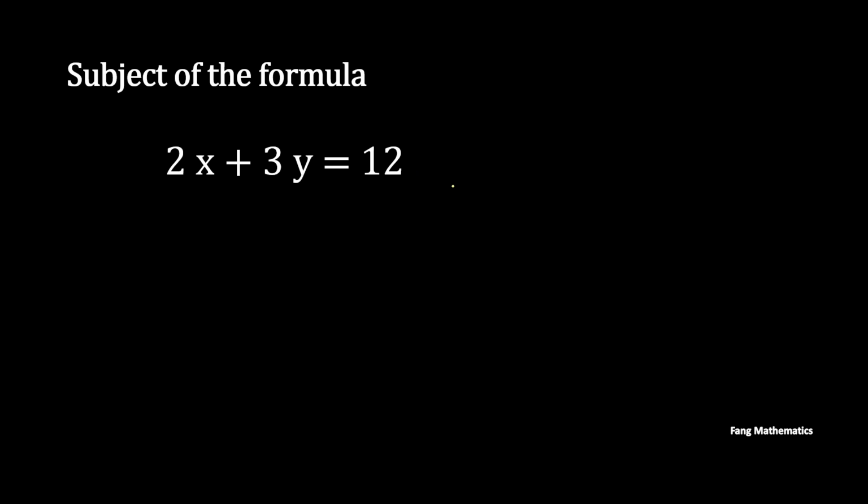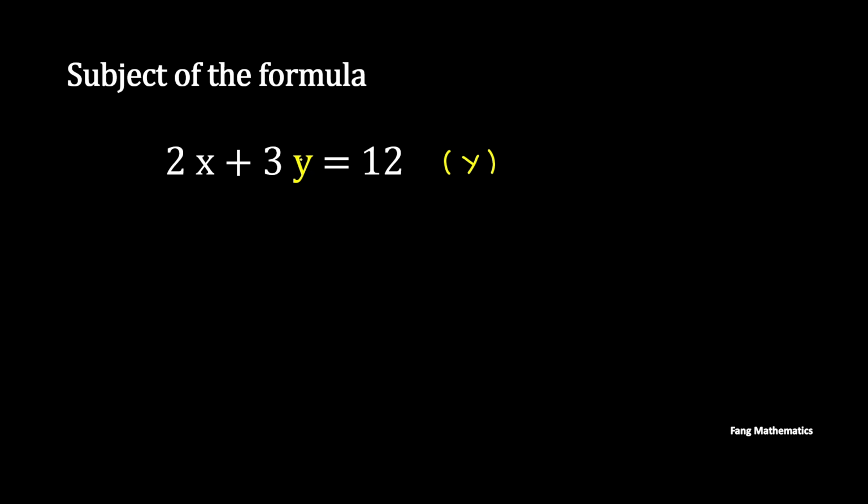In this video, we are going to learn how to make a variable the subject of the formula. If you look at this equation, you have two variables, x and y. To make the subject of the formula, you should first determine the variable you would like to isolate. In other words, you want this variable to be on its own on one side of the equation. So in this case, I'm going to isolate y.